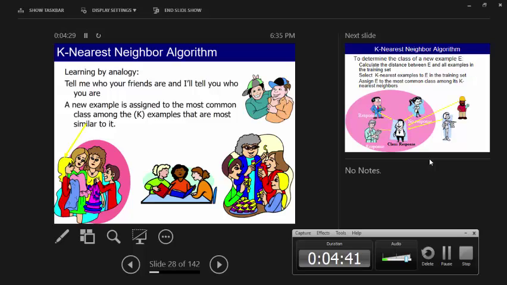What do you mean by k? K means a new example is assigned to the most common class among the k examples that are most similar to it. So therefore we first decide each group needs to be at most 4 members. Then they want to find out the closest 4 members. That is the k nearest neighbor algorithm. Okay, so k is nothing but an integer.